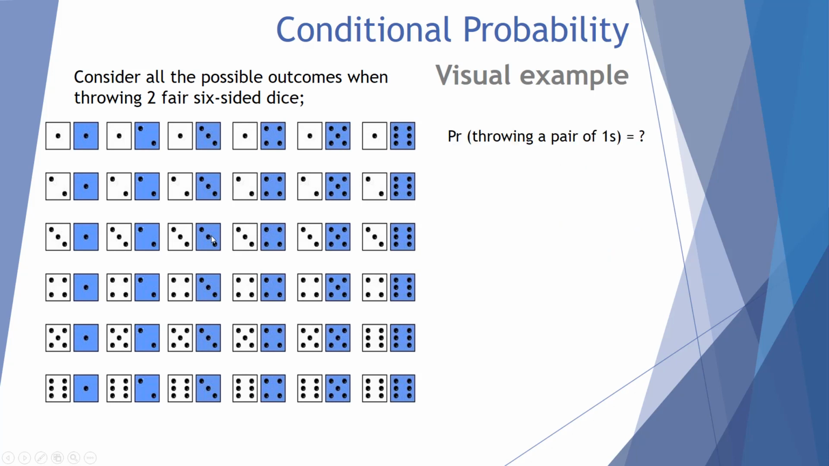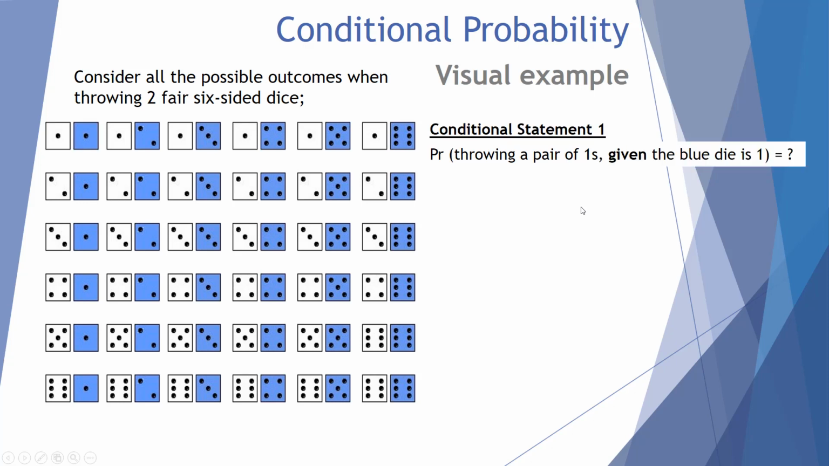So as a starting point, what is the probability of throwing a pair of ones? Well, as you can see, it's a 1. This is the successful outcome. There's 1 out of 36 possible outcomes. So the probability of throwing a pair of ones is 1 out of 36. Now let's look at some conditional statements.